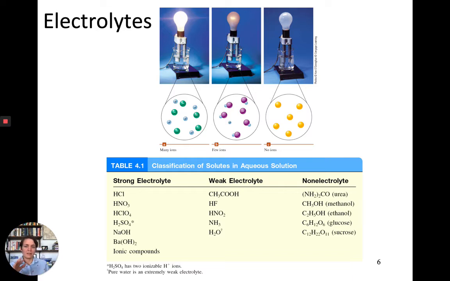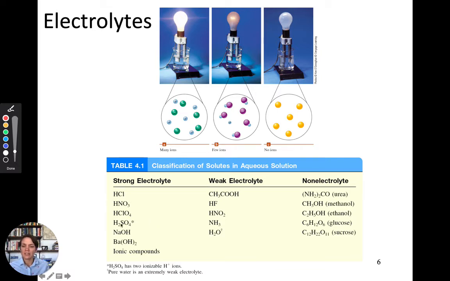So the classification of an electrolyte is something that when dissolved in water will conduct electricity. So why does that happen? Because in dissolving, it is releasing charged particles into that solution. So being an electrolyte is a continuum. We have strong electrolytes, weak electrolytes, and non-electrolytes.